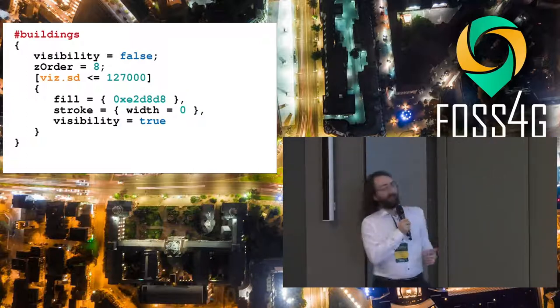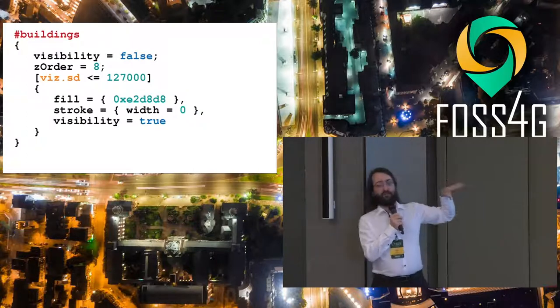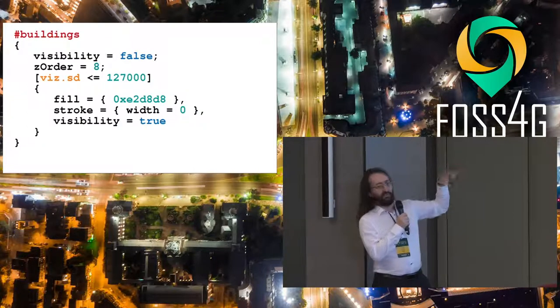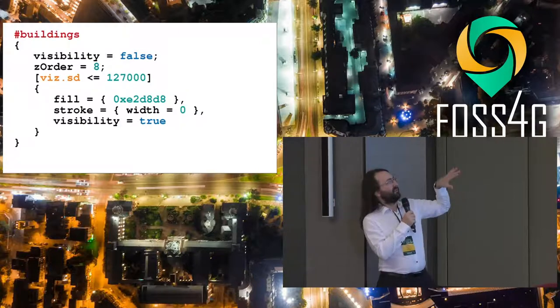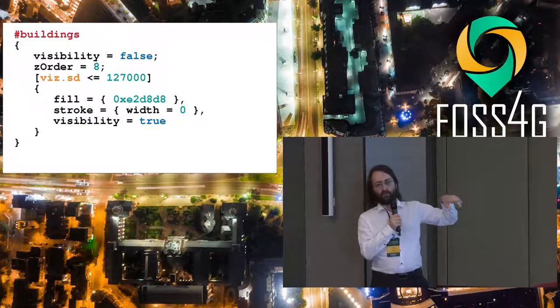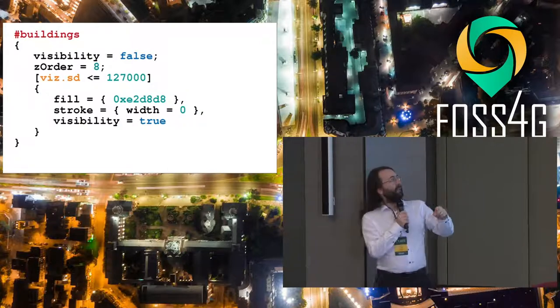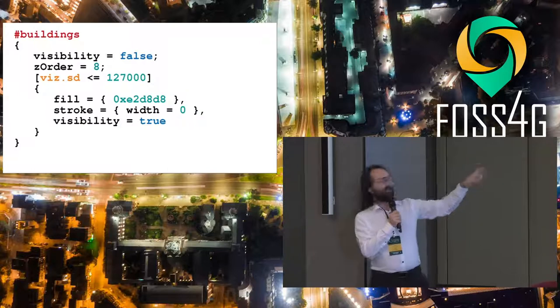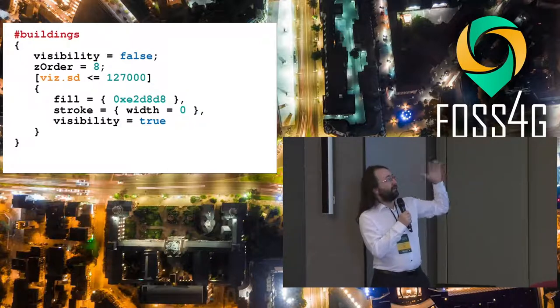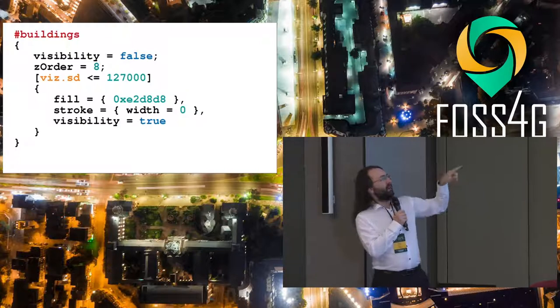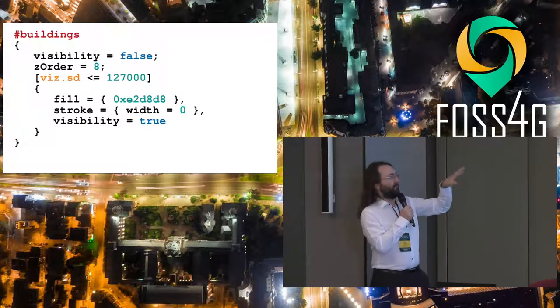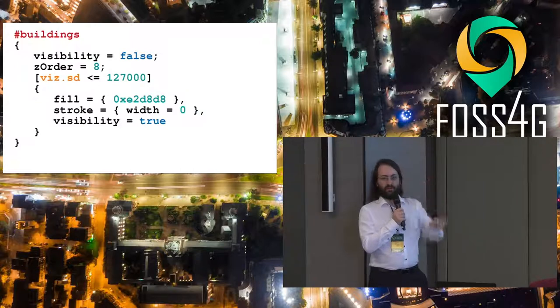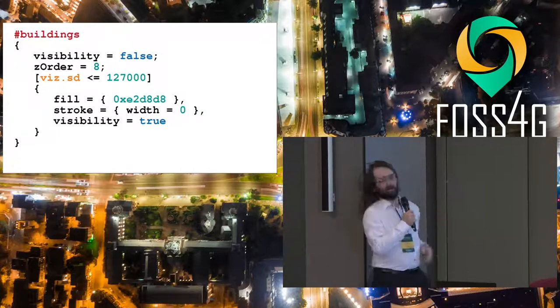What this means is that by default, all the buildings are not visible, and they should be drawn at the Z order 8. And if your scale denominator is smaller or equal to 127,000, then you also apply this style on top of it. That's the nested style here. So if you zoom in close enough, then you'll have the visibility turned on for the buildings. You'll have a color applied to the fill, and at this zoom level there won't be a stroke. It's just going to be the fill for the buildings. So that's the basic. It's very concise, and very easy to work with.